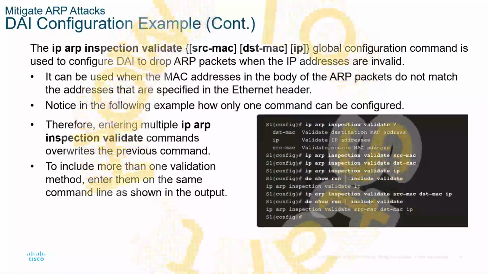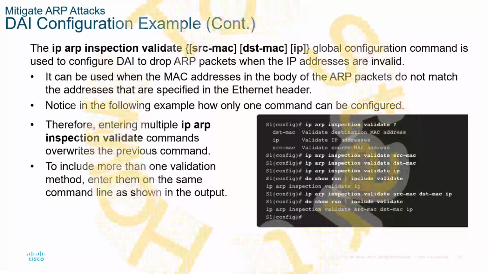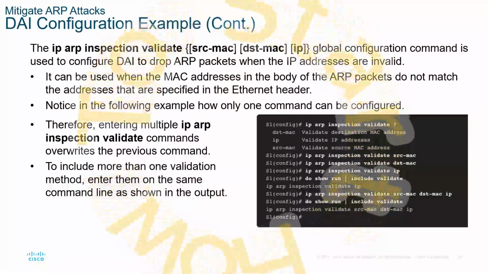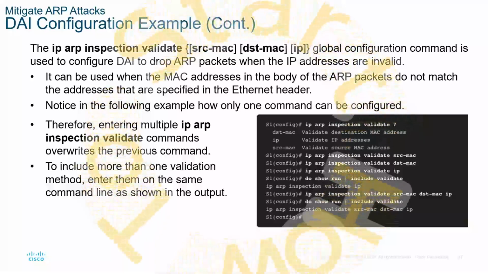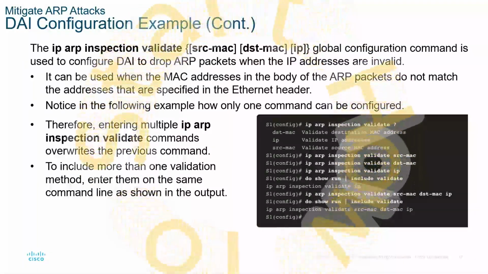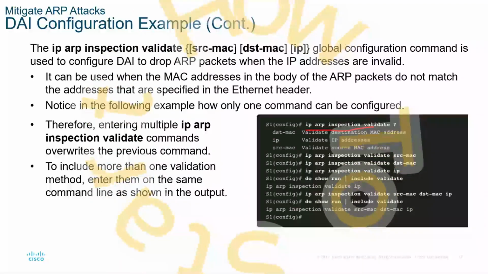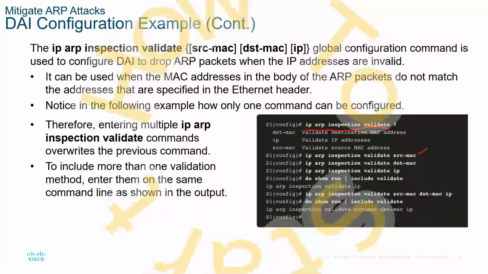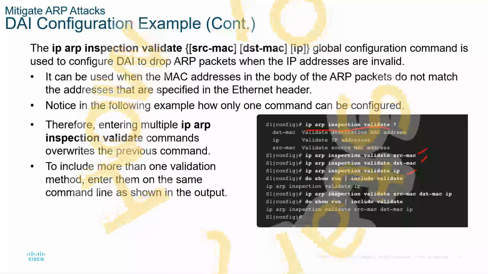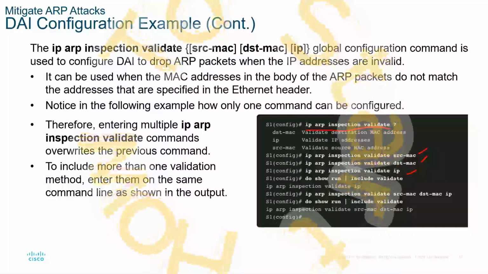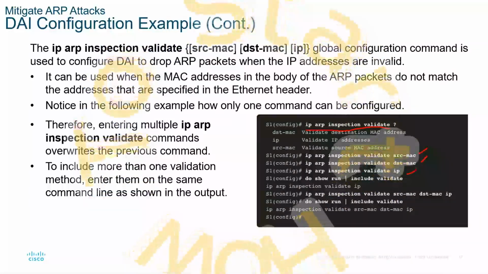So again, for other configuration, we can do validation. We can do validate source, validate destination, validate IP, and we do that in global configuration by issuing an ip arp inspection validate command with source, destination, or IP. So it just kind of depends on how we want to do our filtering.